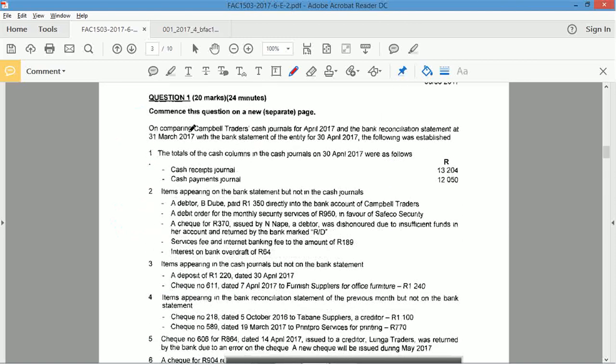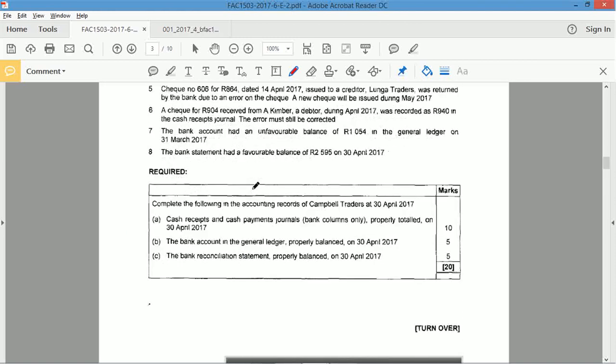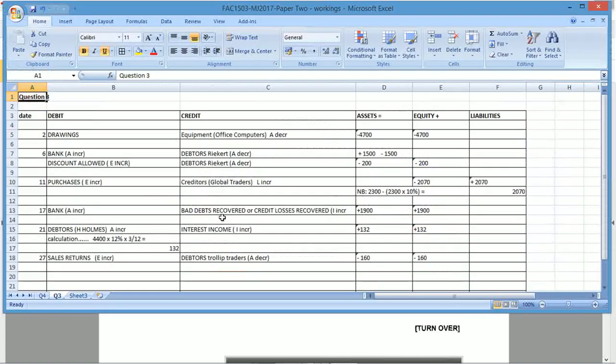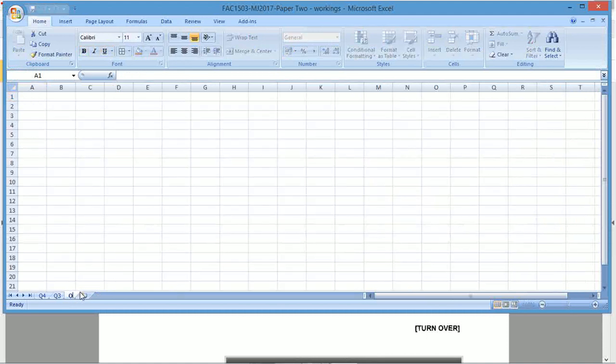Here's the question. Question 1 says, in terms of required, complete the following in the accounting records of C: receipts and payments, bank account general ledger, and bank recon. Okay, so they've asked you for everything in the bank recon. This is what is possible in terms of a complete bank recon type question. Question 1, bank recon.